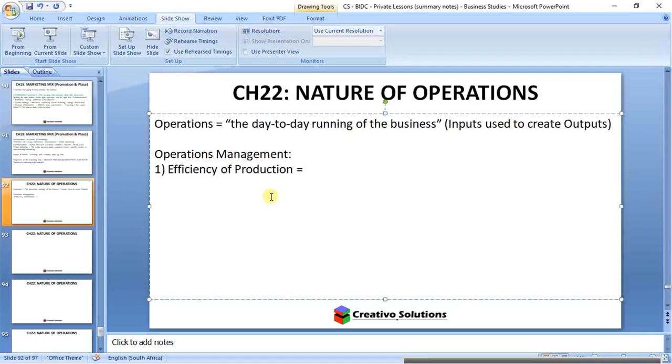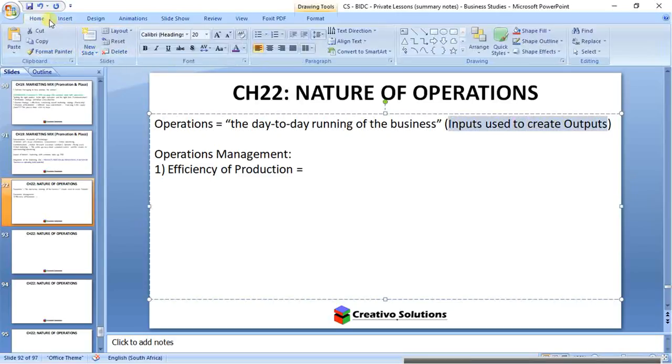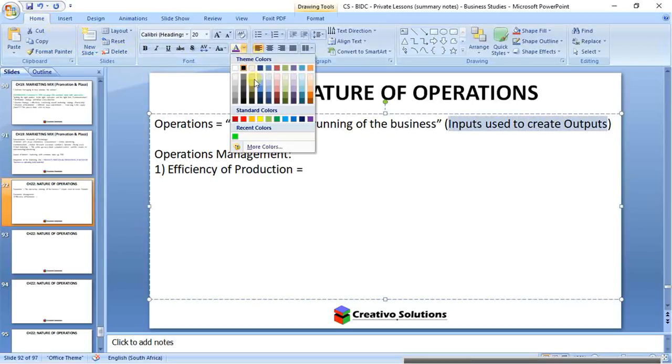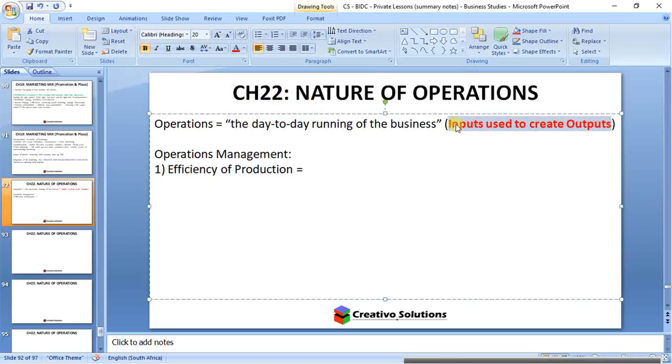That's the key. Right, so let me ask you this. What does it mean to be efficient? Effective in a way. Okay, effective and efficiency is different. We're going to look at that later. Efficiency is like on time, with quality. There we go, that's better. All those factors together. 100%. So keep it simple. This is how I would remember it. Look at those words. Inputs used to create outputs.